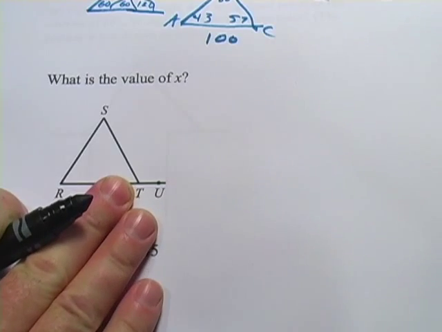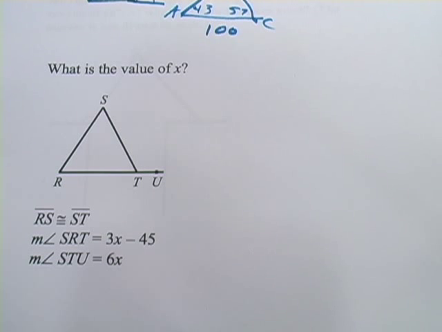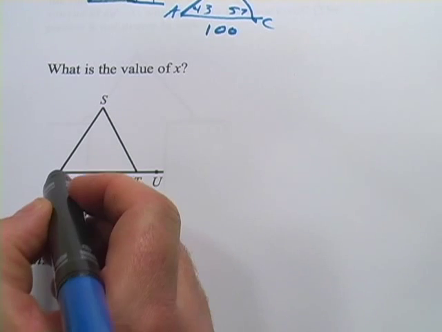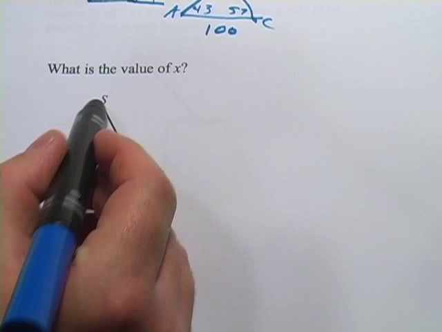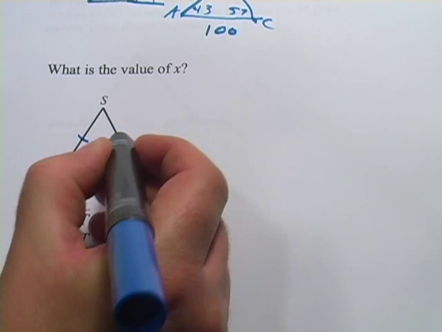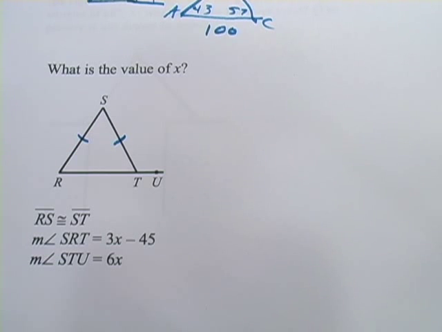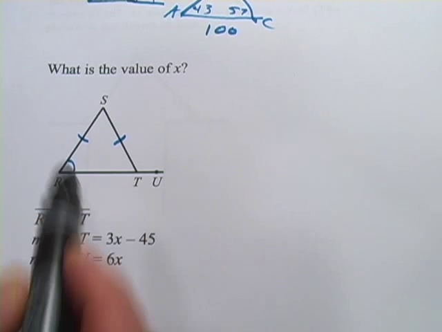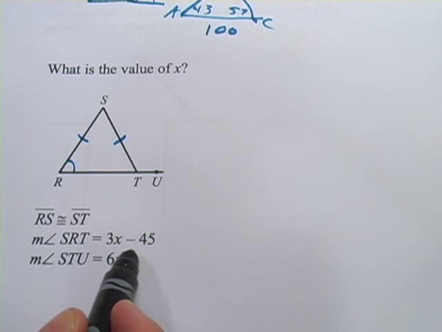Let's look at another one here. This one says, what is the value of x? And it says RS is congruent to ST. So this side is RS, and it's congruent with ST. So these are the same measure. So this is an isosceles triangle. And then it says the measure of angle SRT, so this angle right in here, is 3x minus 45.